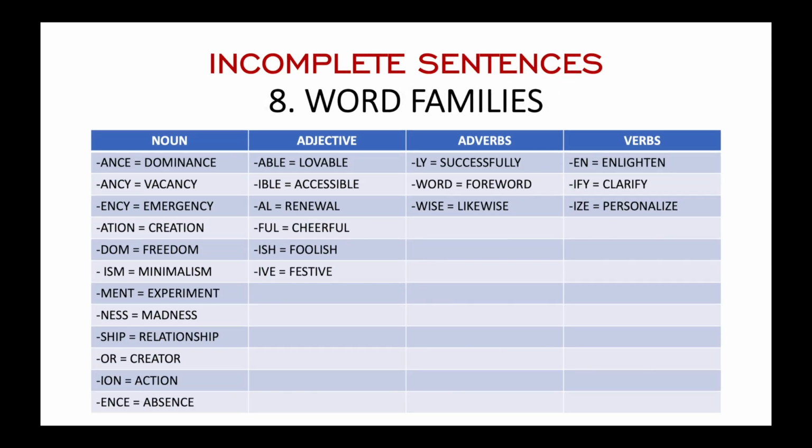And then the last one would be word families. So here are the additions to each word family. For instance, dominant to dominance, vacant to vacancy. So it changes the whole meaning. For instance, vacant should be kosong, but if it goes to vacancy, it means lowongan. Free means bebas, and then we can add this one, dom. It means freedom or kebebasan.